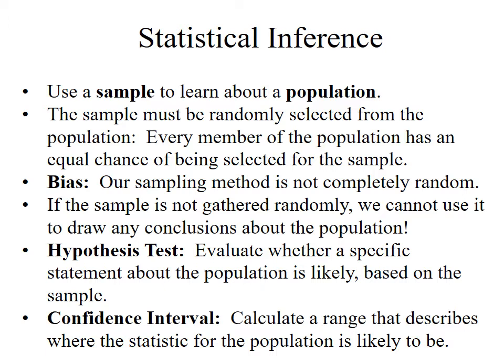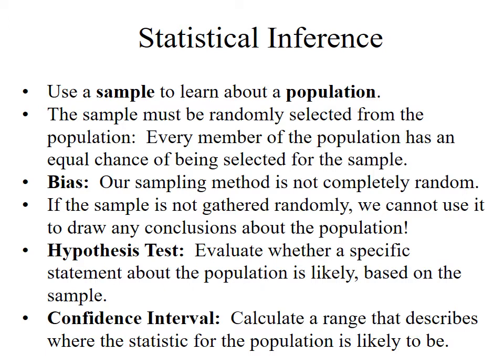And if we don't have that, if this isn't completely random, if some members of the population are more likely to be selected for our sample and some members are less, well, then we have bias. Bias in this course means we have a non-random sampling method. It's not completely random. And as a result, if we have a sample that's not gathered truly randomly, well, then no, we can't do any of this. Everything we're studying here goes right out the window.